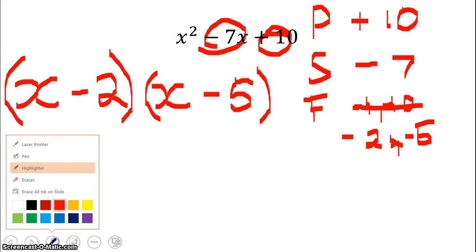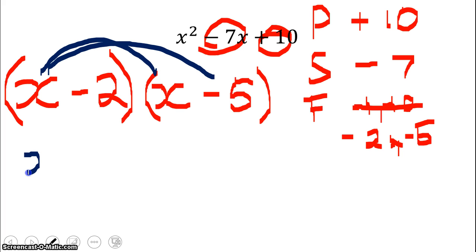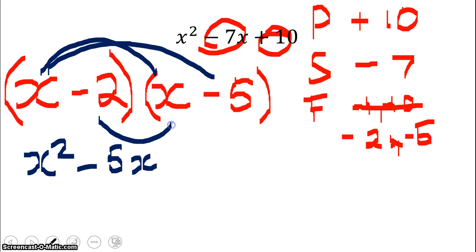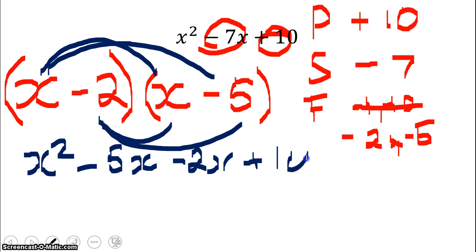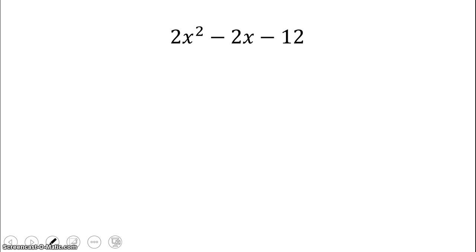Again, exactly the same process. Once we've got our answer, multiply through, expand the bracket, so x squared minus 5x minus 2x plus 10. Simplify by collecting like terms. We got what we started with, so we know that one's correct.